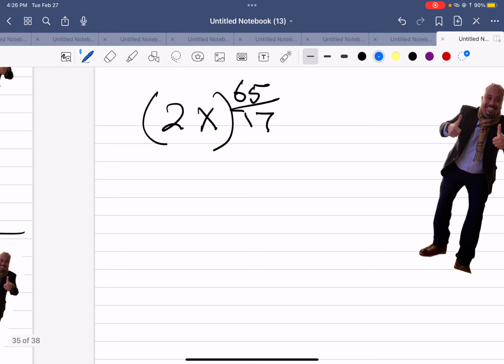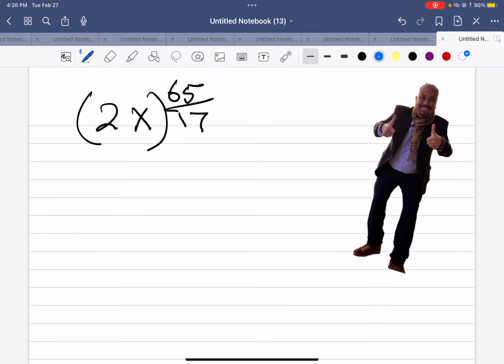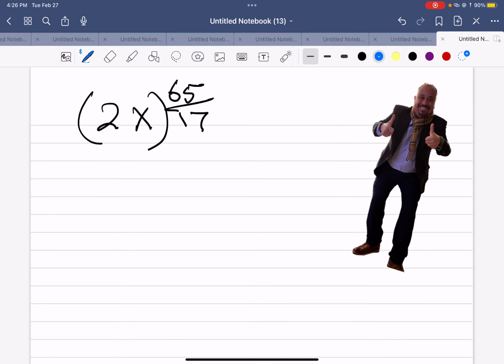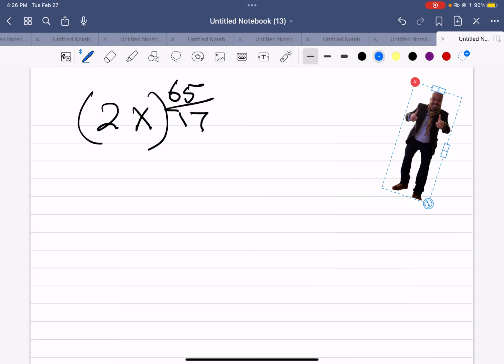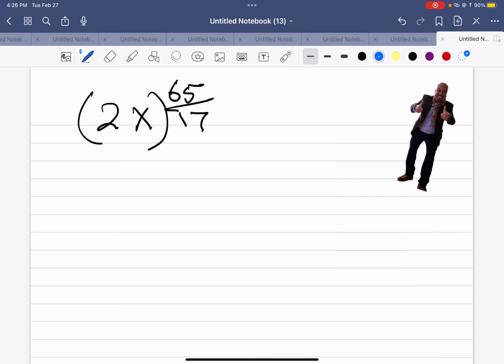Let's spice it up a little bit. How about something like this? All right, let me move my picture, make it a little small. So if I want to do this one, I will first have to divide 65 by 17. If I use the calculator to divide 65 over 17, I'll get 3. 3 times 17 gives you 51. The remainder is what? Excellent.